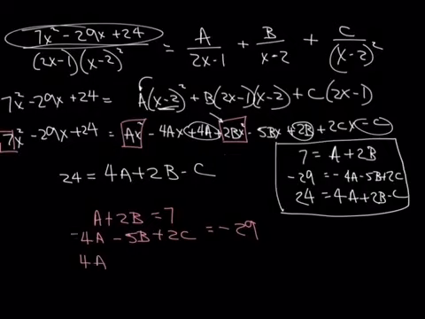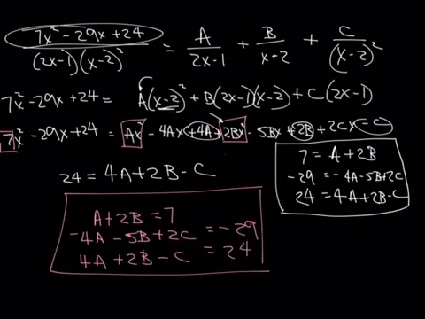4a, whoops, this is negative, plus 2b minus c equals 24. I have a system of equations here, which means I can take these two and add them up, and my a's will cancel and I'll just have b's and c's. Okay? Then I can get rid of another variable and plug back in.